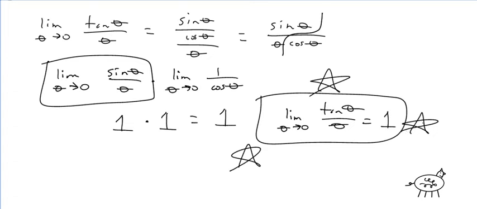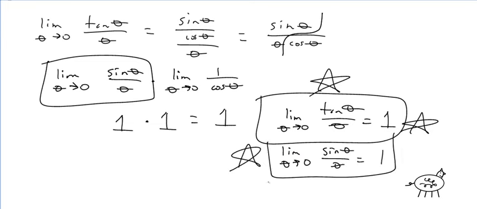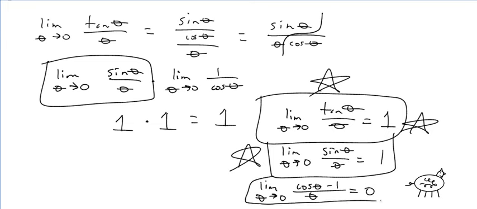Let me write this out. Limit as theta approaches 0 of sine of theta over theta is equal to 1. And then our last one, limit as theta approaches 0 of cosine of theta minus 1. And please be careful about that. Don't get that confused and write cosine of theta plus 1. It's cosine of theta minus 1 over theta, and that's equal to 0. Okay, the other ones are equal to 1, that one's equal to 0. So remember, 1 and 0. Those are the 3 things that I want you to know for this day.